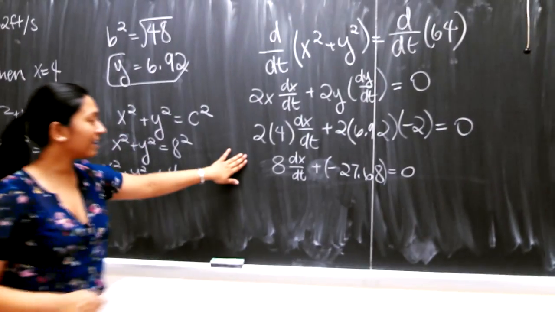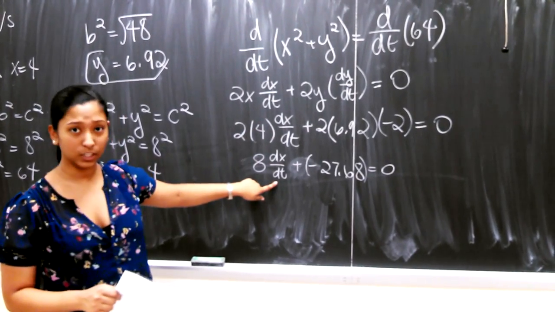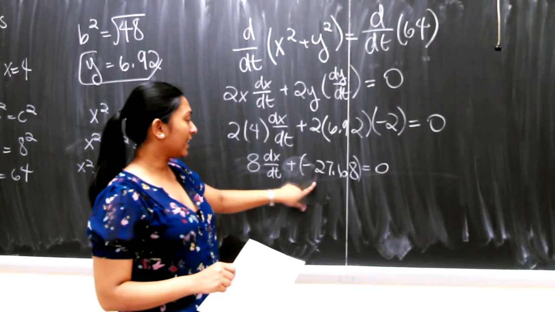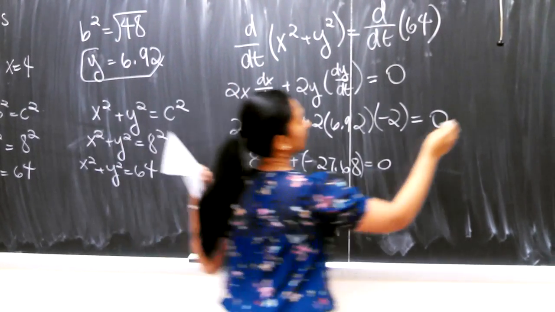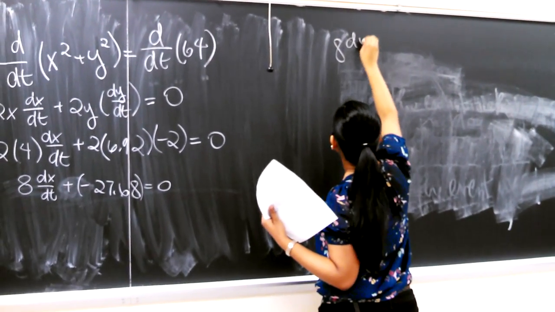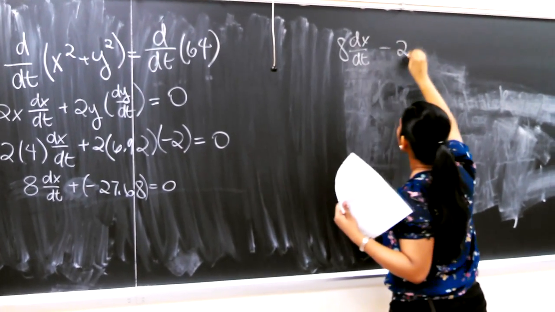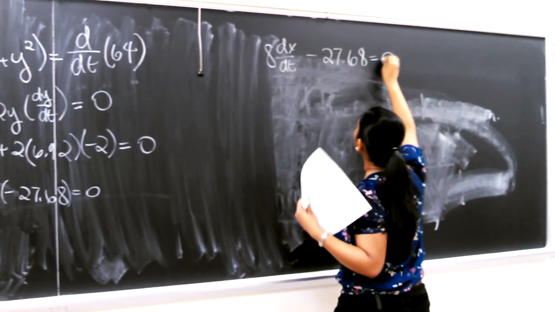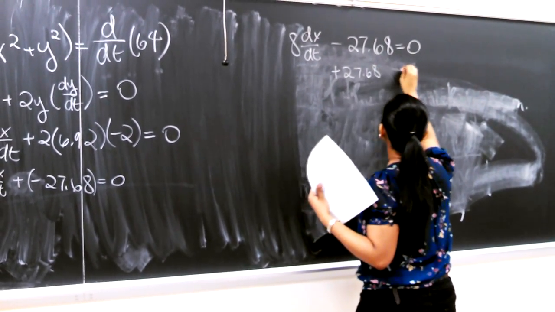Okay, so we figured out that 2 times 4 is 8 dx/dt, which we still don't know what it is. And we calculated this, and we got negative 27.68. So we're just going to write this out. 8 dx/dt minus 27.68 equals 0. So we're going to add 27.68 to both sides.